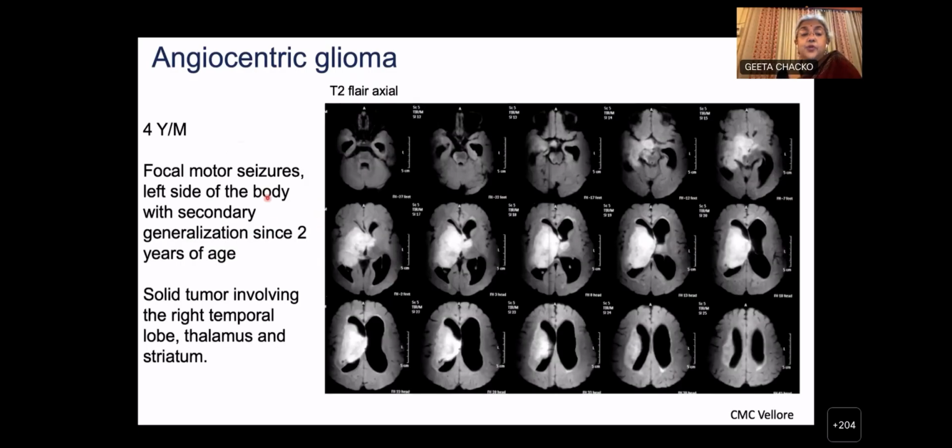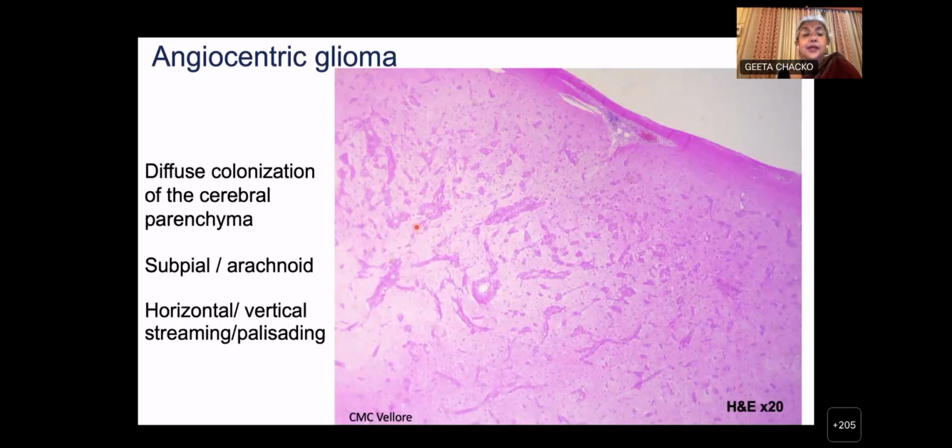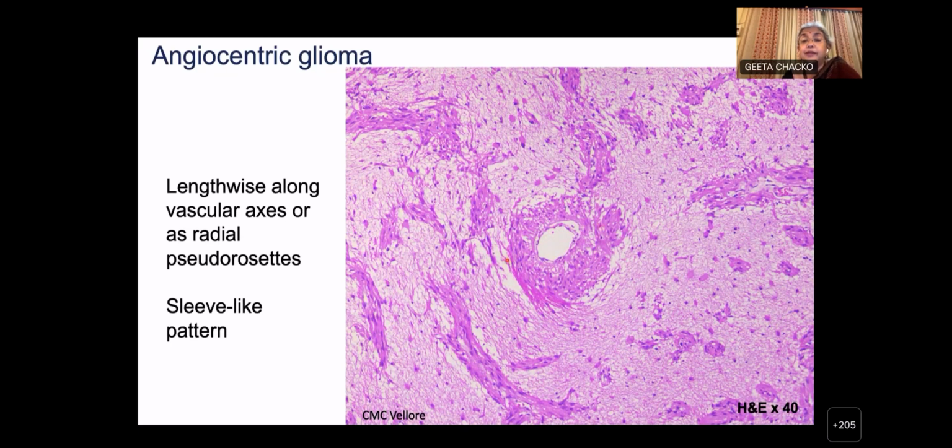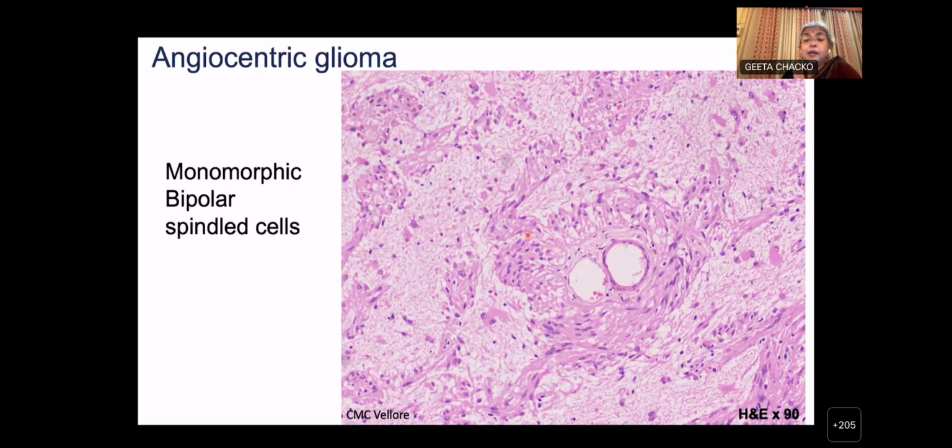And here's a child who had focal motor seizures from the age of 2 years, a 4-year-old child with a tumor in the temporal lobe and thalamic region. And here you can see the diffuse nature. These tumor cells are migrating all the way up to the surface, right up to the subpial region. You're seeing it mainly around vessels. And along here, you can see this angiocentric pattern. Can you appreciate this very radial arrangement around vessels like a sleeve? Again here, they are bipolar monomorphic cells, which are seen within the parenchyma.